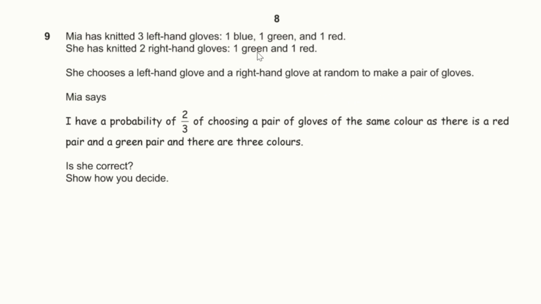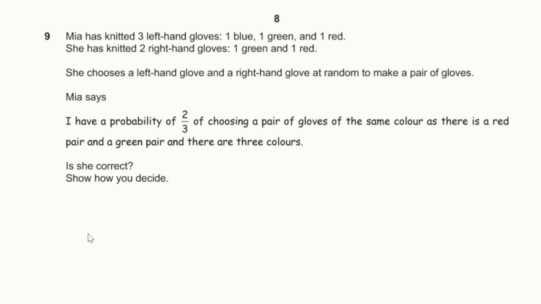Question number 9. Mia has knitted 3 left-hand gloves, 1 blue, 1 green and 1 red. She has knitted 2 right-hand gloves, 1 green and 1 red. She chooses a left-hand glove and a right-hand glove at random to make a pair of gloves. Mia says, I have a probability of 2/3 of choosing a pair of gloves of the same colour, as there is a red pair and a green pair and there are 3 colours. Is she correct? Show how you decide.